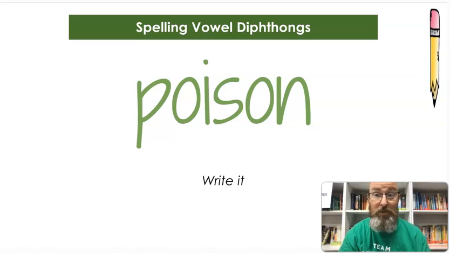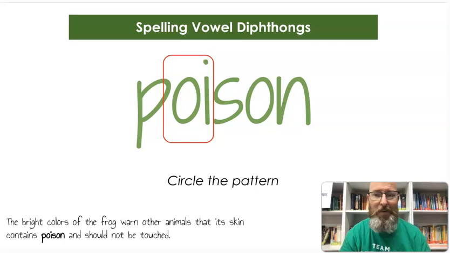P-O-I-S-O-N. And of course, I heard that oi sound, that diphthong. How's it spelled? O-I is correct. The bright colors of the frog warn other animals that its skin contains poison and should not be touched.